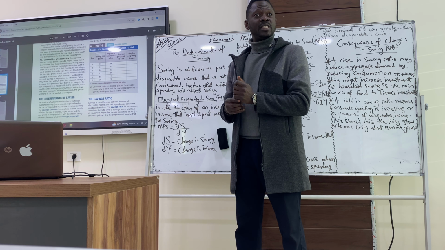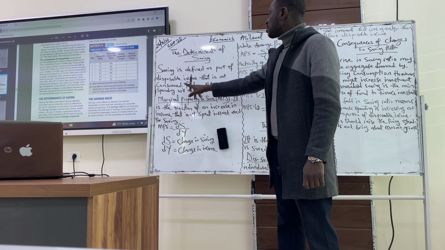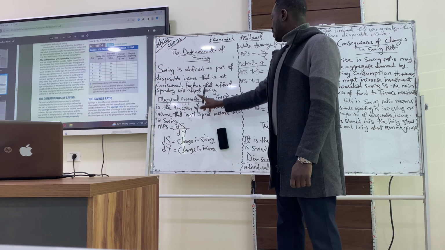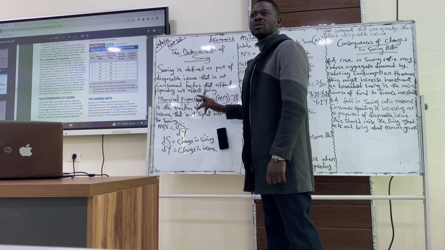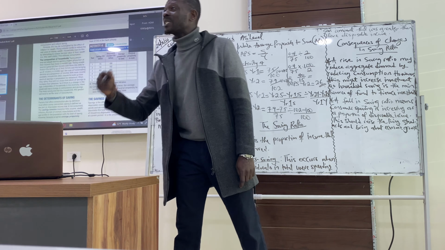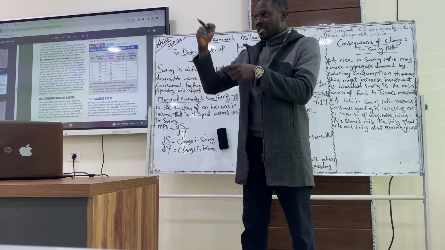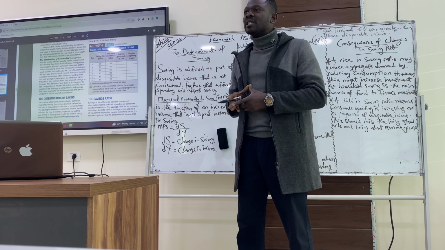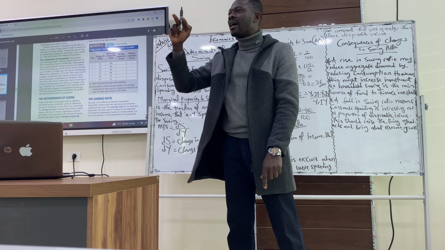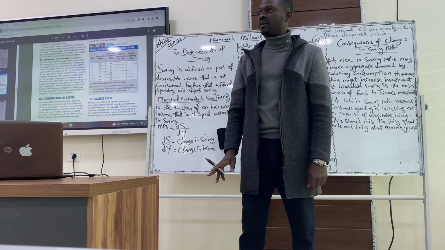I think it's clear. So, saving is defined as the part of disposable income that is not consumed, which is not spent. Factors that affect spending will affect saving. So, all those factors that affect our spending will definitely affect our saving. Get the point here? Because it is based on disposable income. So, when we talk about factors that affect spending or savings, they are supposed to be the same, because both of them are reliant on disposable income. Do you get what I'm saying or not?